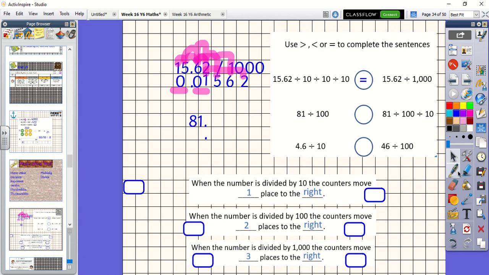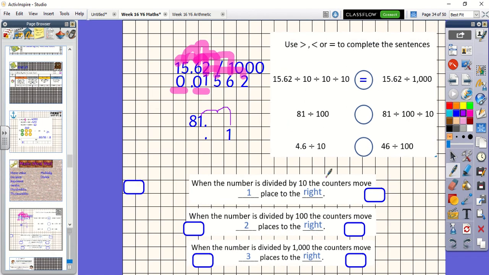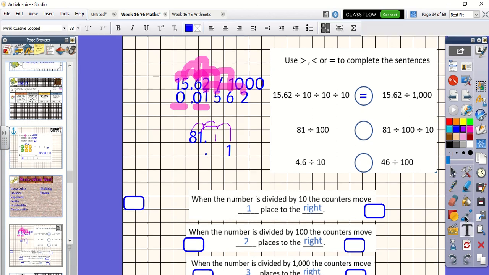Okay, so this time I'm going to use a pen. Hopefully it might be a bit thinner. I'm going to start with my 1 in my ones column, and I'm going to move it 1 place, 2 place. So that 1 is going to come down, and that is going to go into the hundredths column right there. Okay, and then I'm going to do the same with the 8. Move it 2 places to the right, 1, 2, and that's going to go into our tenths column.